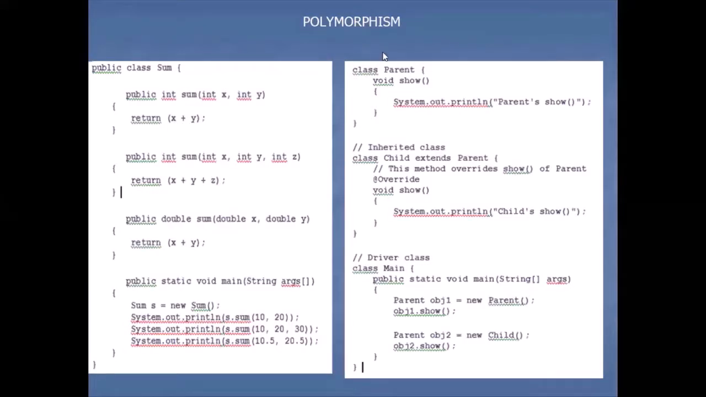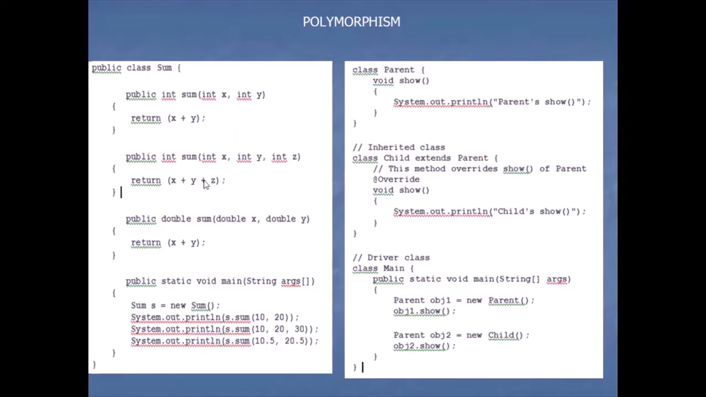Next one is polymorphism. It is a Greek word. Poly means many. Morphism is forms, many forms. We can perform a single action in different ways. It's called polymorphism.